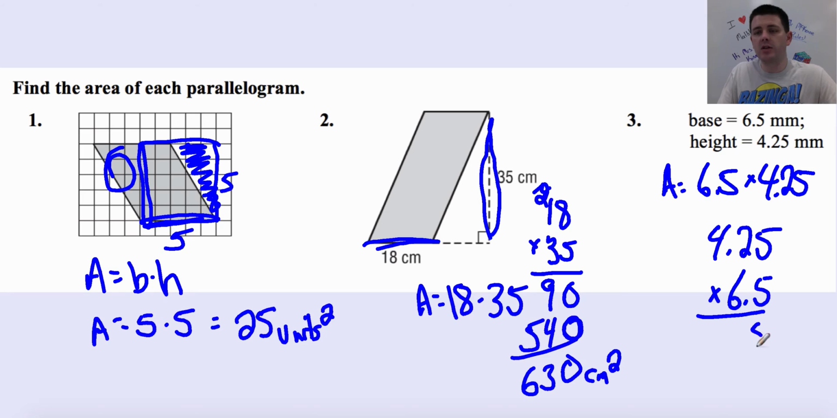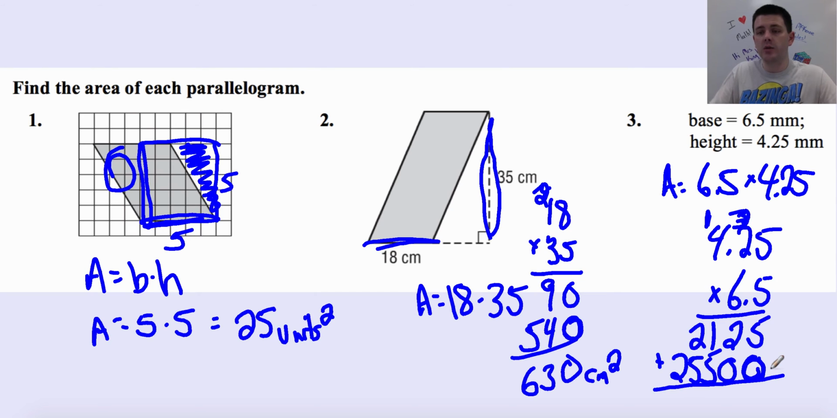5 times 5 is 25. 5 times 2 is 10, plus 2 is 12. 5 times 4 is 20, plus 1 is 21. Remember to start that second row with a 0. 6 times 5 is 30. Carry the 3. 6 times 2 is 12, plus 3 is 15. Carry the 1. 6 times 4 is 24, plus 1 is 25.